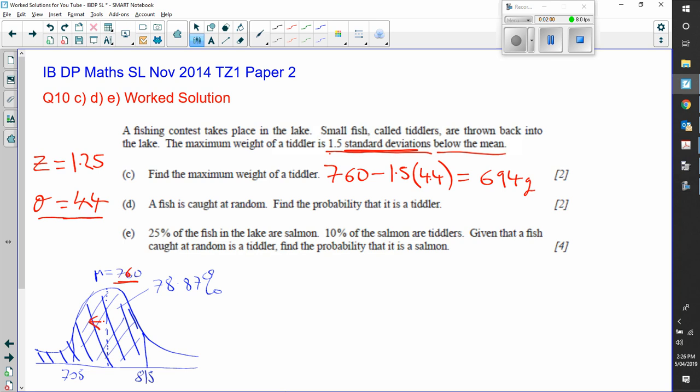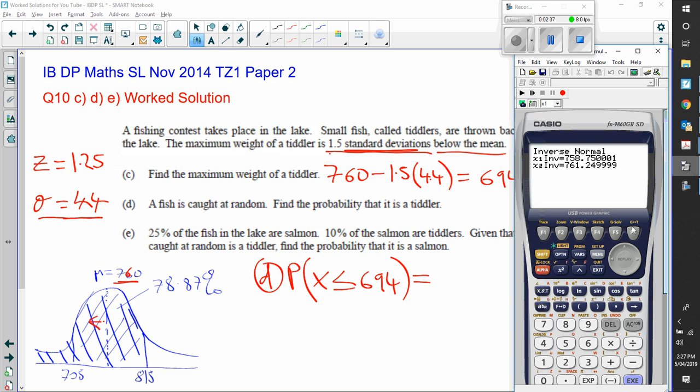All right. Let's look at part D. A fish is caught at random. Find the probability that it is a tiddler. So D, let's write that out. We want to find the probability that a random variable is going to be less than or equal to 694 grams. Again, we're talking about a paper 2 problem here, so we're probably meant to use technology. So let's pull out our GDC.